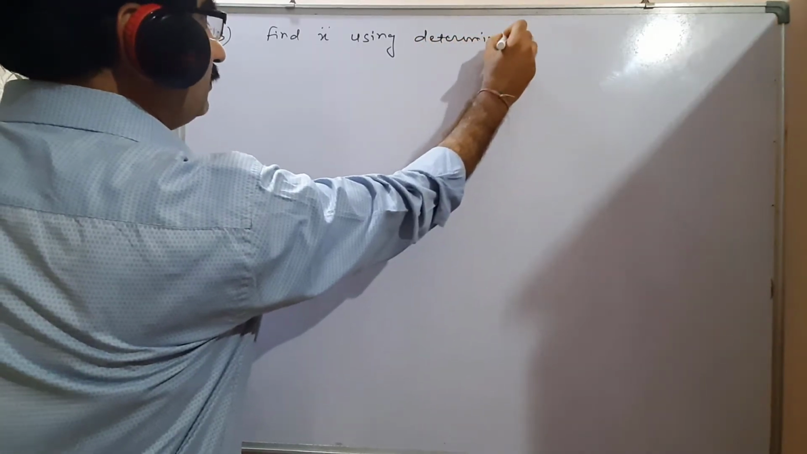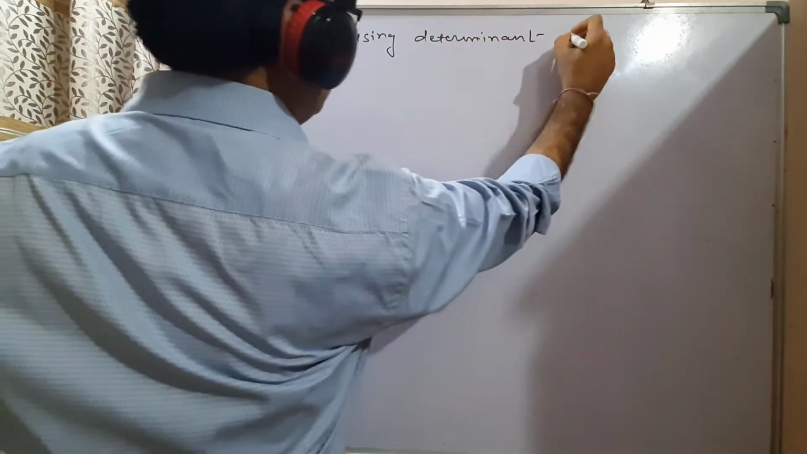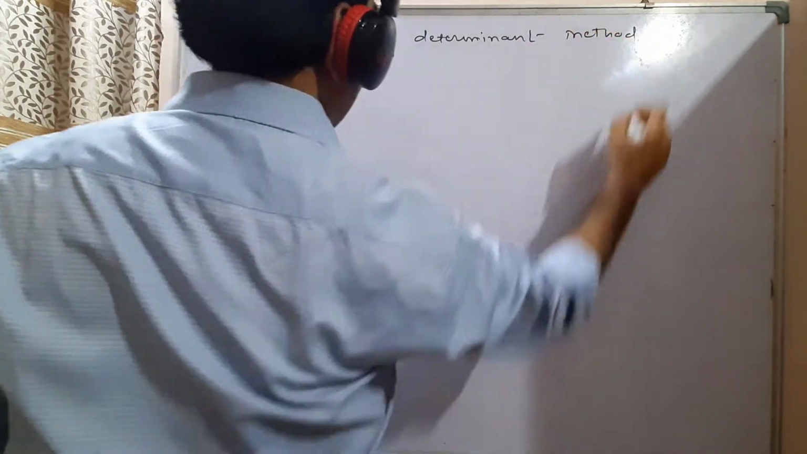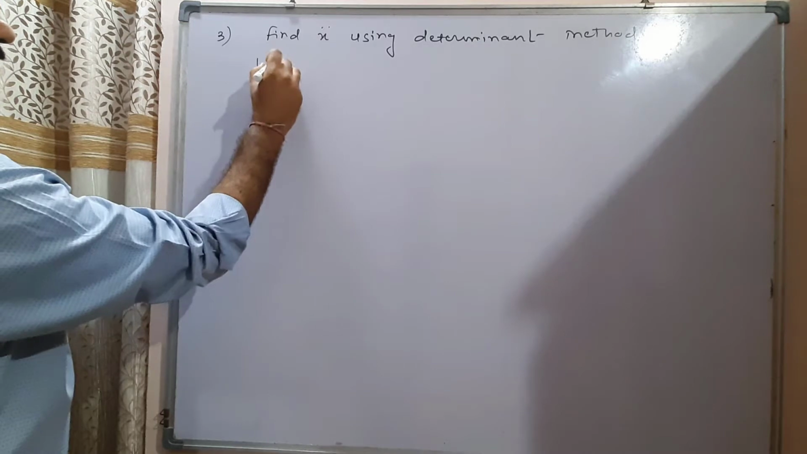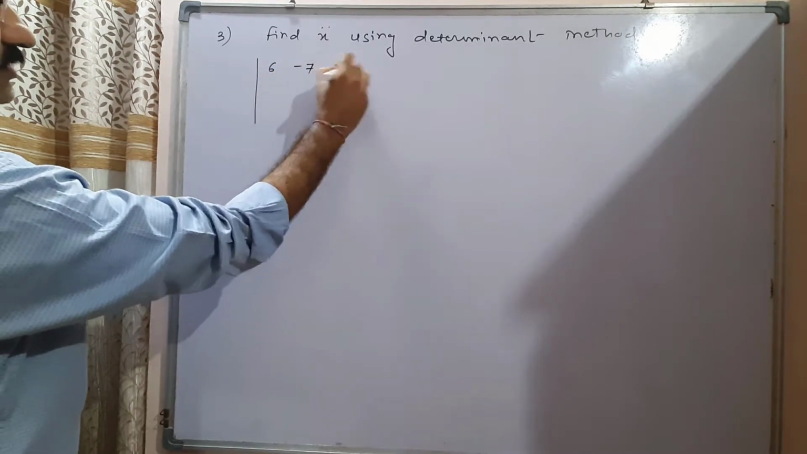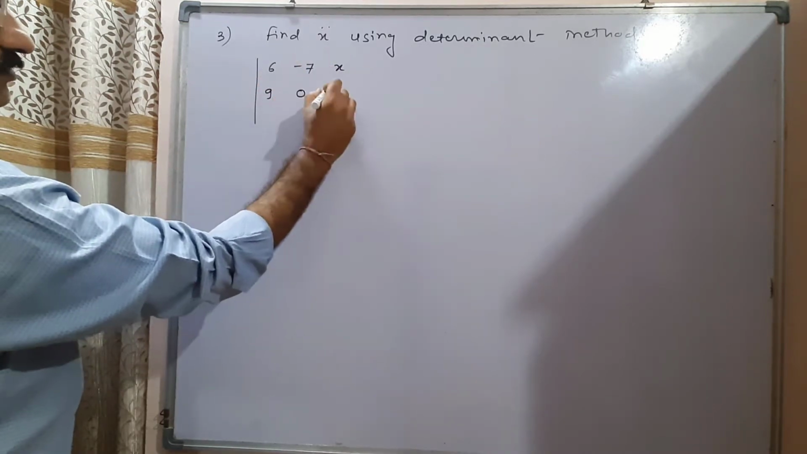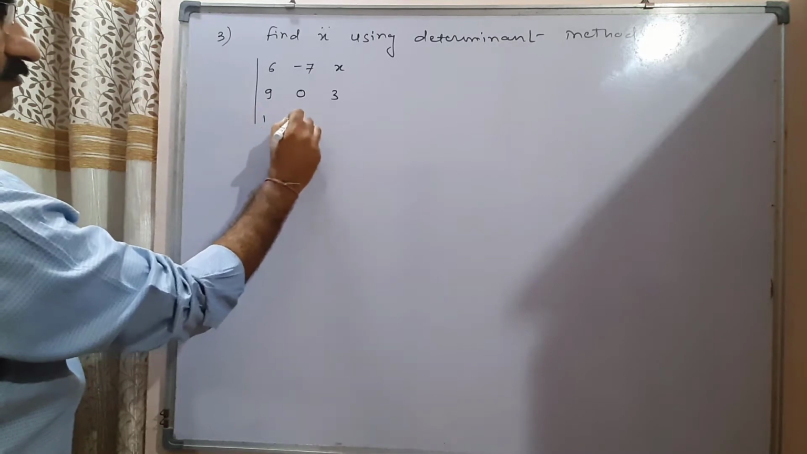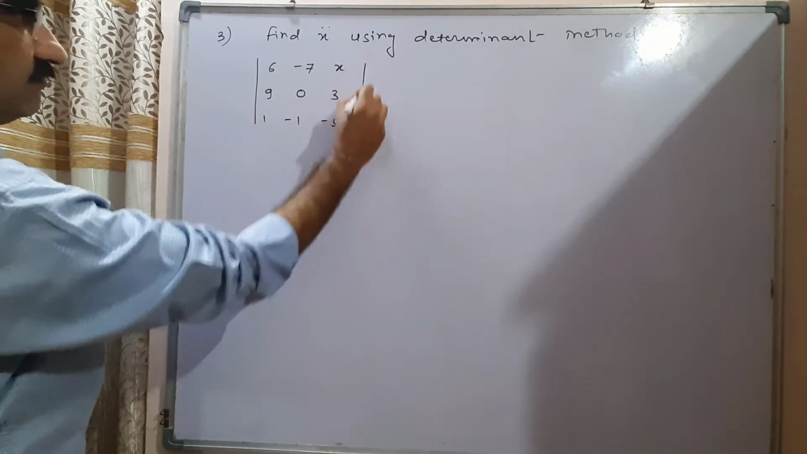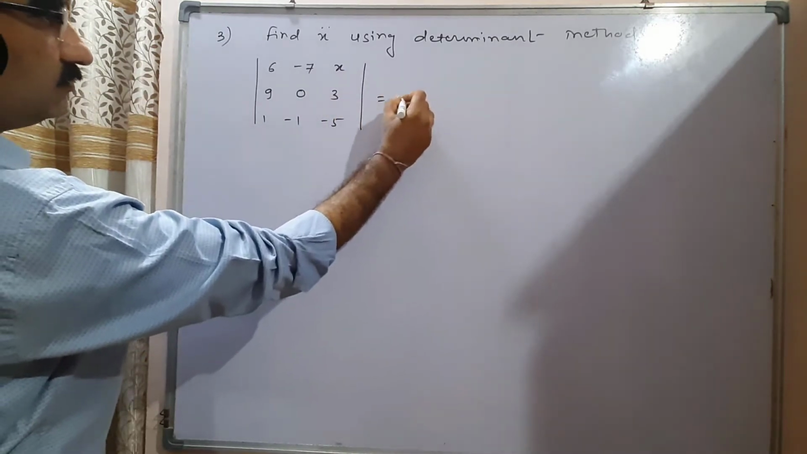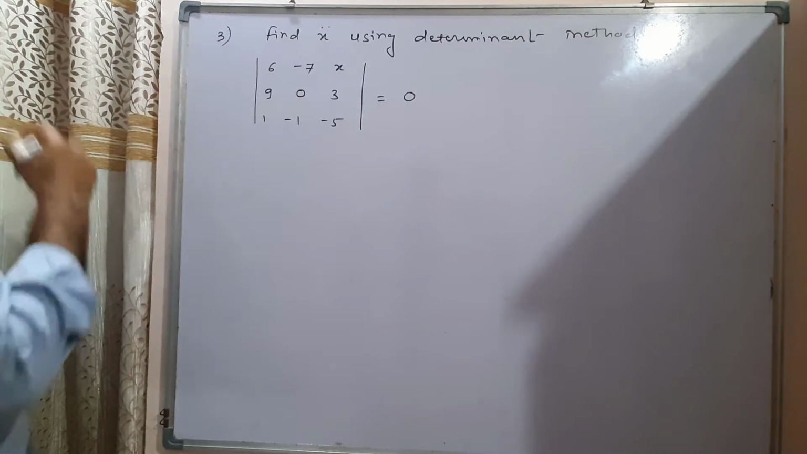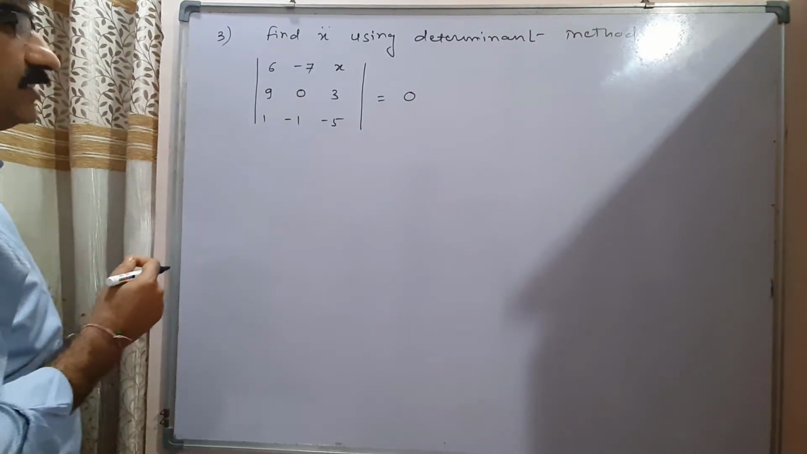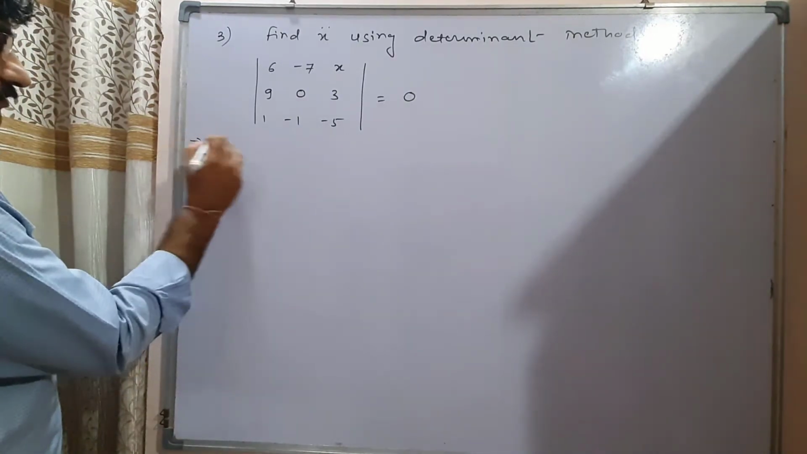Using determinant method. 6 minus 7x 9 0 3 1 minus 1 minus 5 equal to 0. So same type of example. Here also we have to find out the value of x using determinant method.